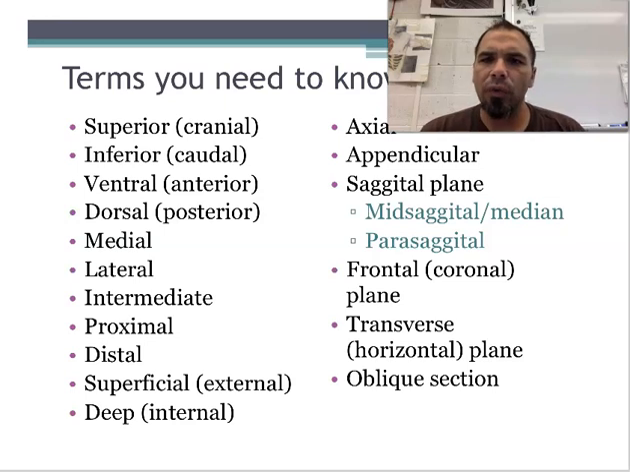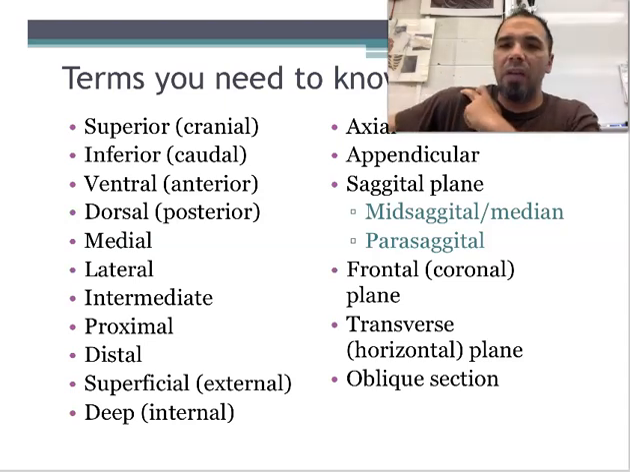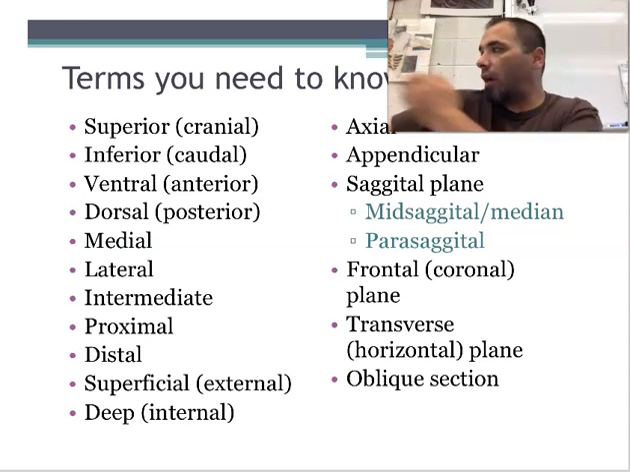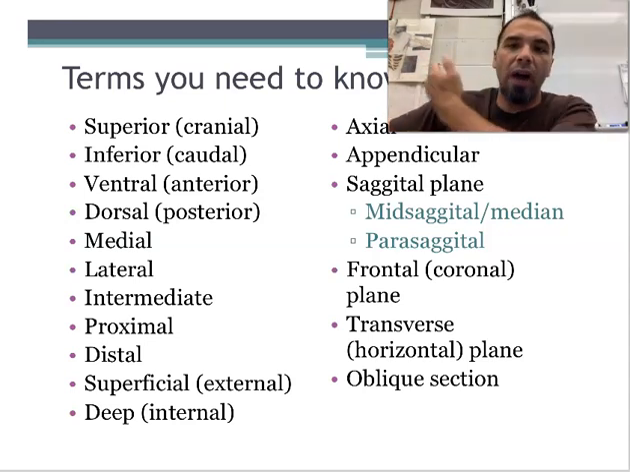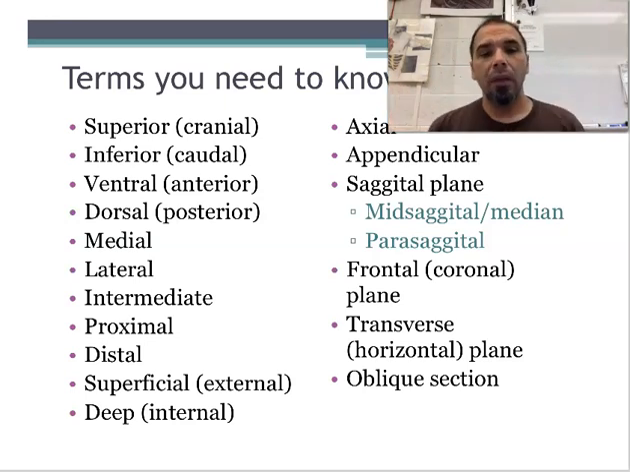Proximal and distal only refer to limbs. Proximal means closer to the point of attachment. If my arm right here has its point of attachment at the shoulder, I would be comparing my fingertips to my shoulder, right? So proximal means closer, distal means farther away. Think of distance. Superficial and deep. Sometimes you hear about people having superficial wounds. That means towards the surface or external, like turf burn or an abrasion. Deep, think of going internal, like a deep puncture wound.